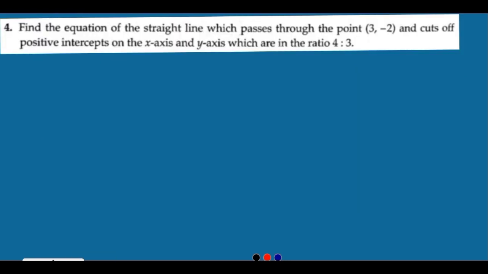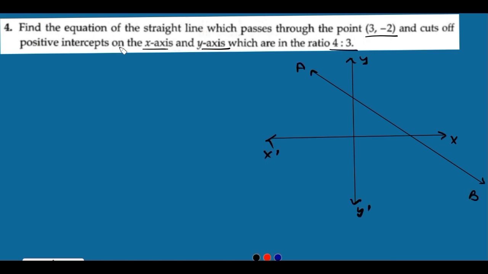Now question number 4. Find the equation of a straight line which passes through the point (3, -2) and cuts off positive intercepts on x-axis and y-axis which are in the ratio 4:3. Intercepts on x-axis and y-axis are in the ratio 4:3. It means we can take intercept on x-axis as 4a and on y-axis as 3a.